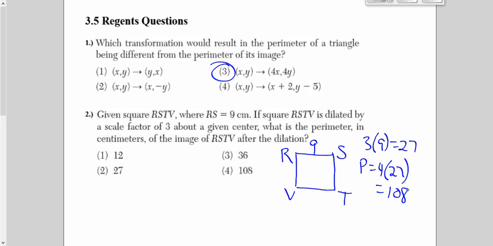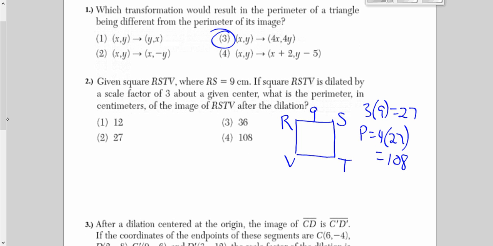Can I ask you this? Could you have found the original perimeter first and then multiplied that by 4? Or 3? Oh, by 3, yeah. Right. Because scale factor also applies directly to perimeter, doesn't it? So if we did, the original perimeter was 4 times 9, which equals 36. And there's 4 sides of 36, so the new perimeter would be 4 times 36, which is what?